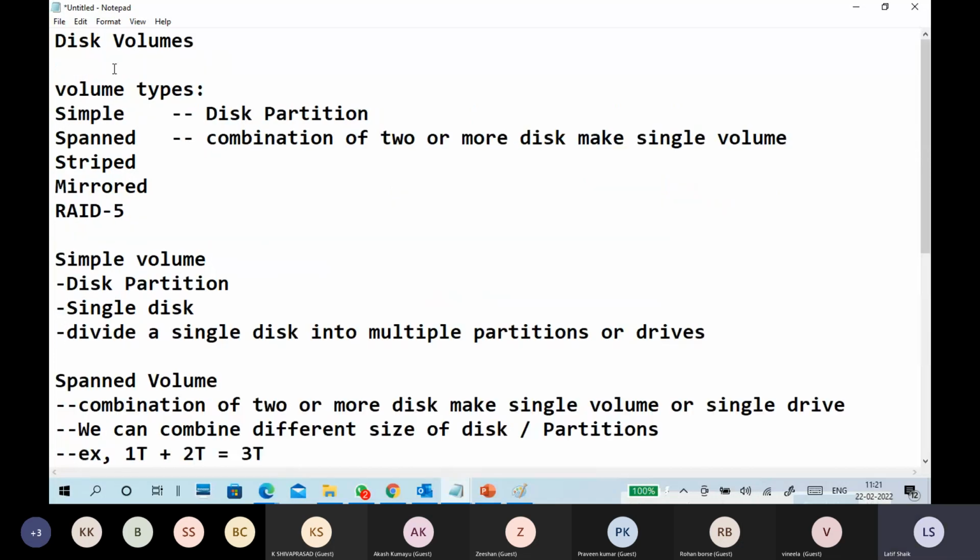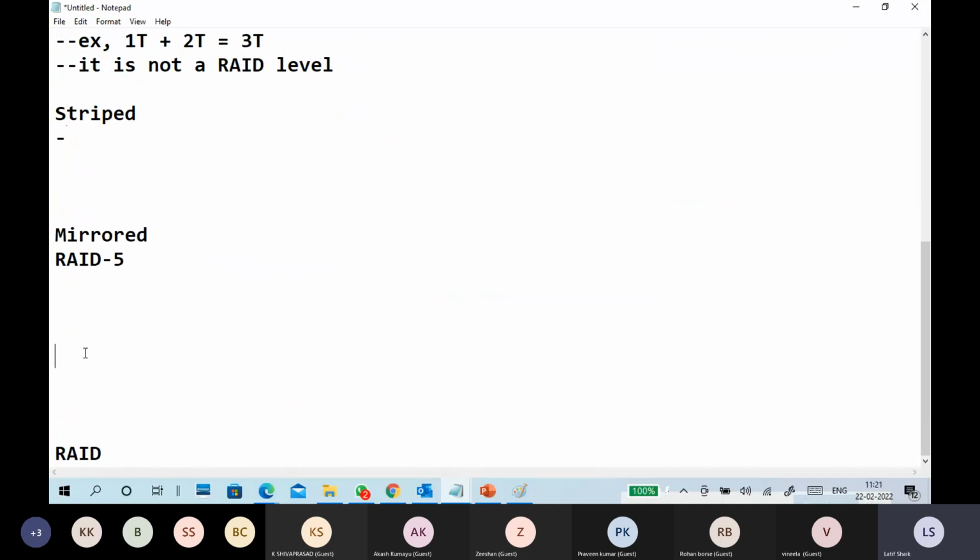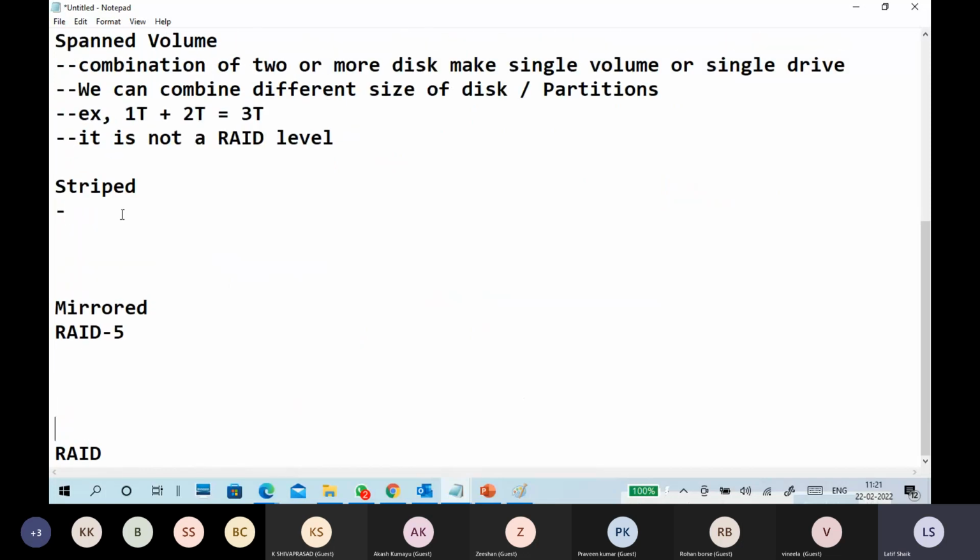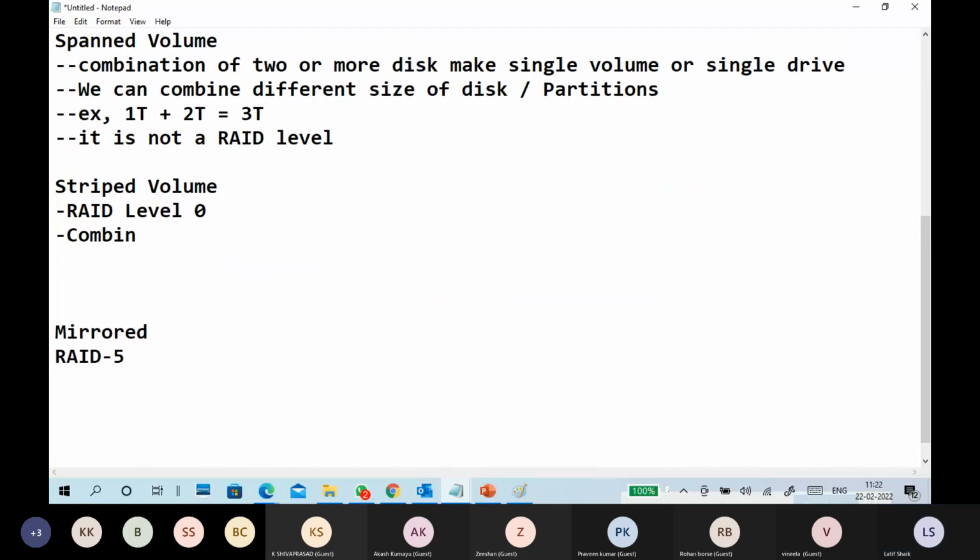So I'm directly telling these things, and in RAID I will tell once again what comes under RAID levels. So what is this striped volume? A striped volume, as per the RAID level, is RAID 0. RAID level 0. We combine two or more disks and make a single volume, or a drive.